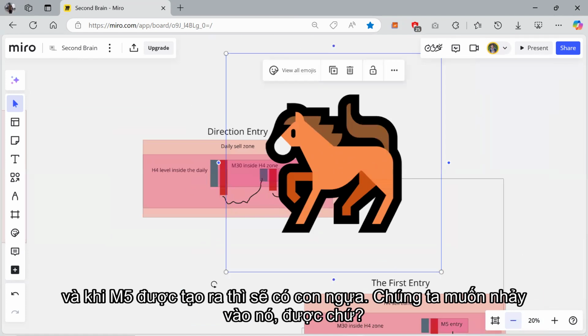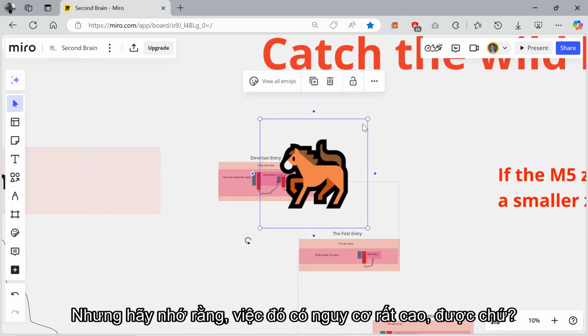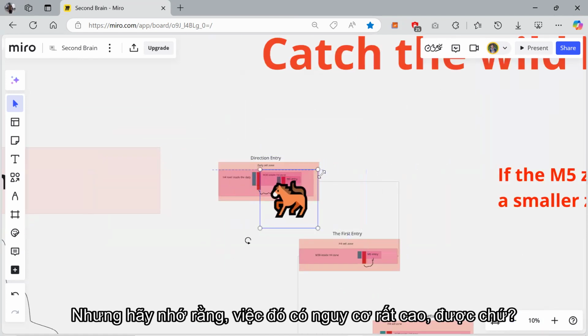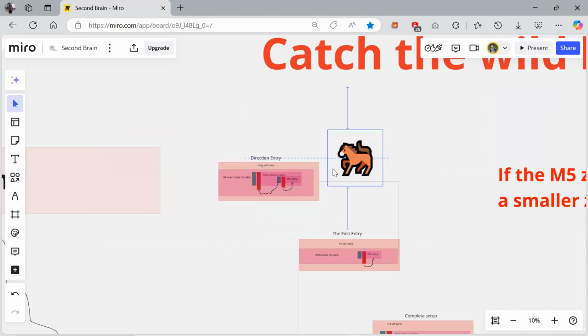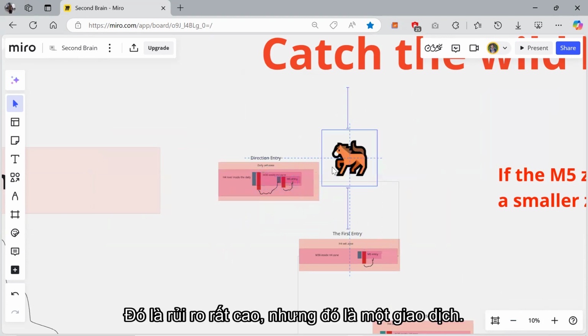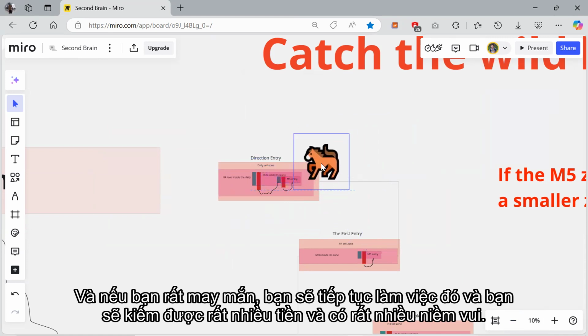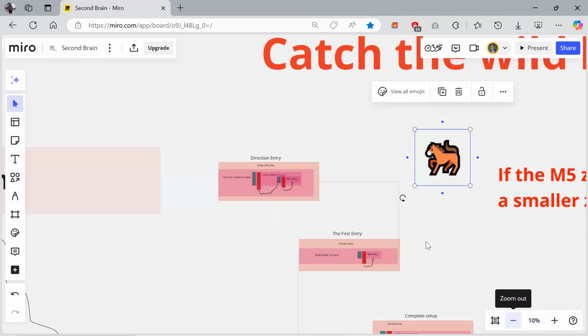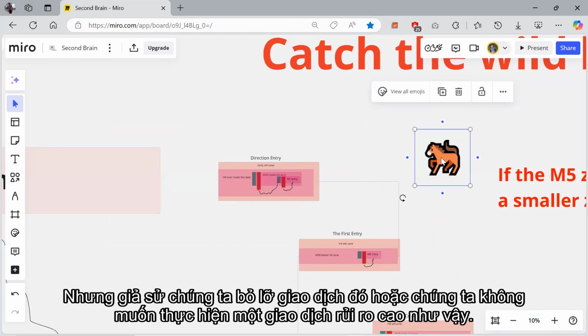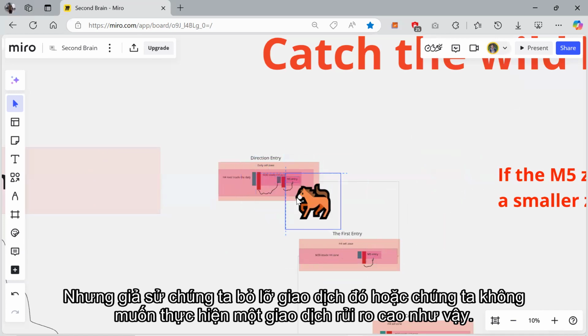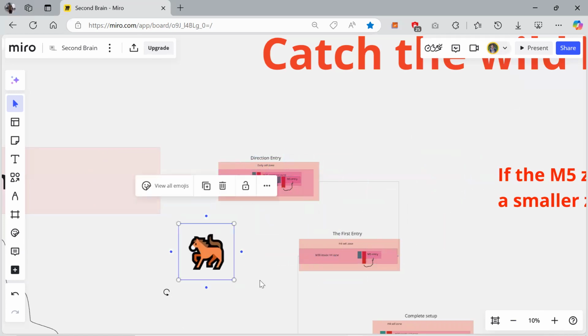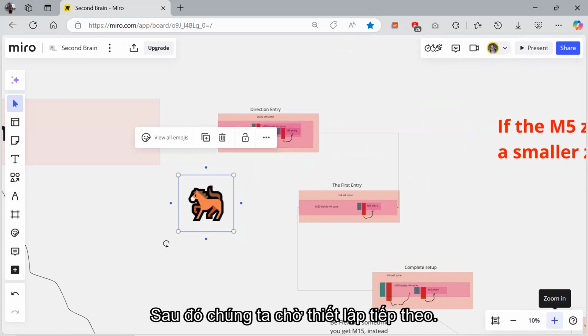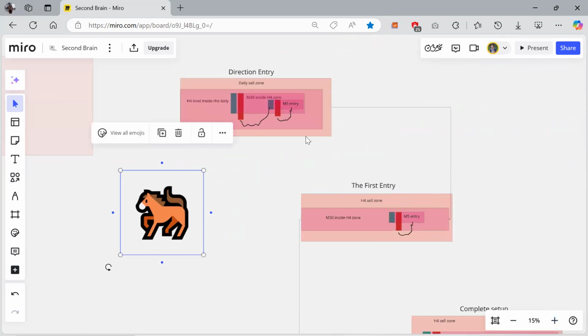We want to jump on it. But just remember that one is very high risk. That one is very high risk, but that's a trade. If you are very lucky, you will stay on it, make a lot of money and have a lot of fun. But let's say we miss that trade, or we don't want to take a high risk trade like that. Then we wait for the next setup.